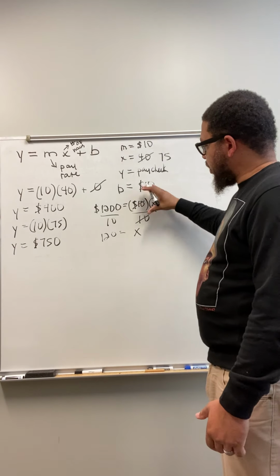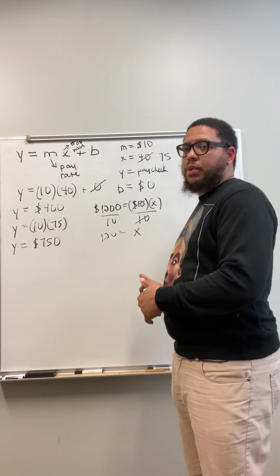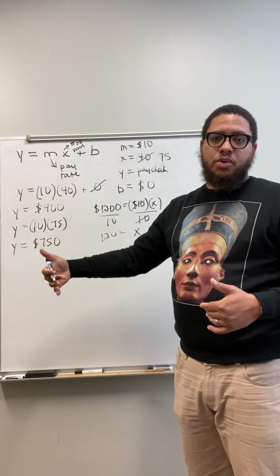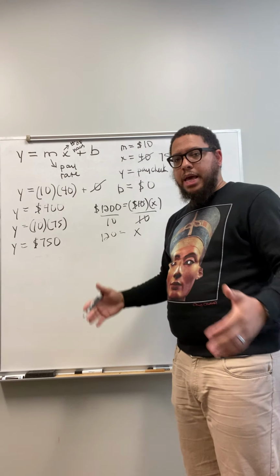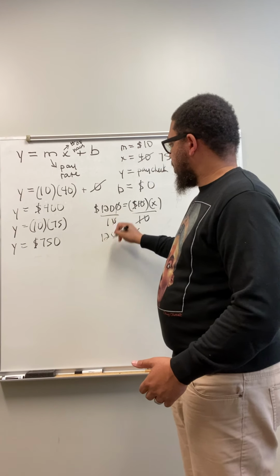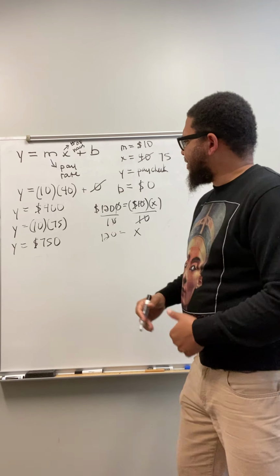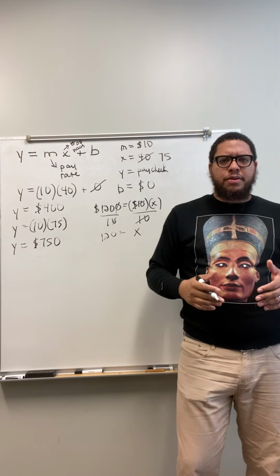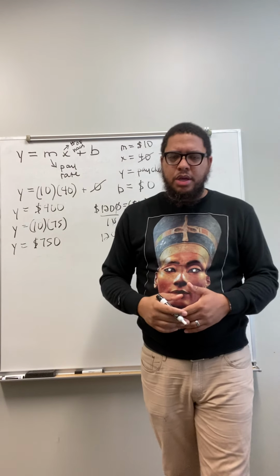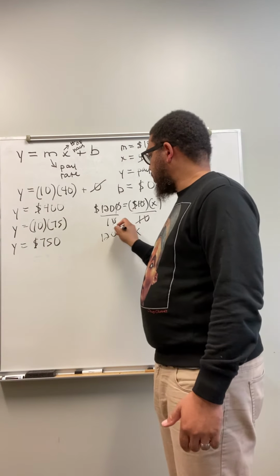So we divide by 10 over here, and whatever you do on one side of the equation, you must also do on the other side of the equation. That keeps the equation balanced. So now we have 1,200 divided by 10, which is 120 divided by 1, really. So that's 120. That tells us that in order to accumulate $1,200 at $10 an hour, you need to work 120 hours.